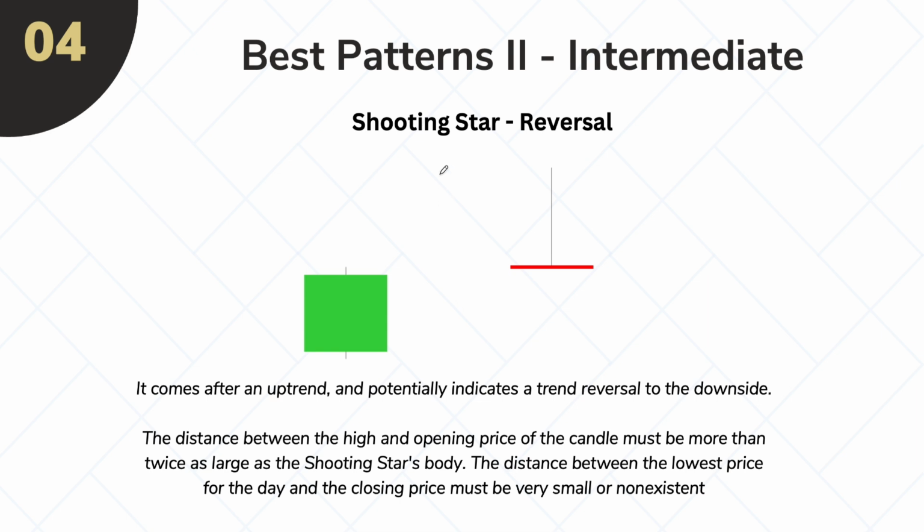And the last pattern I want to discuss is the shooting star. And this is also a reversal pattern. A shooting star comes after an uptrend, going up right here, but then it potentially indicates a trend reversal to the downside. The distance between the high and opening price of the candle must be more than twice as large as the shooting star's body. The distance between the lowest price for the day, you can say not the day, but for example the candle itself, you have a daily candle, weekly candle, and the closing price must be very small or non-existent.